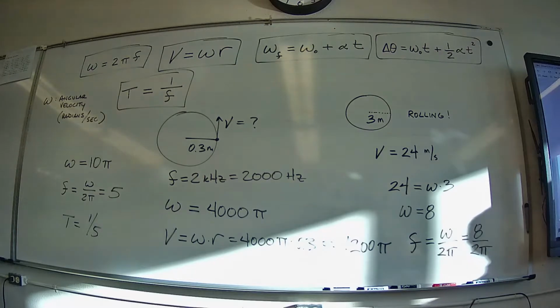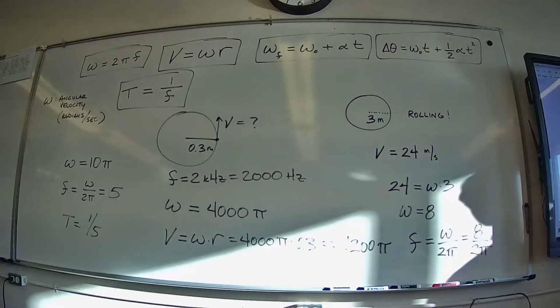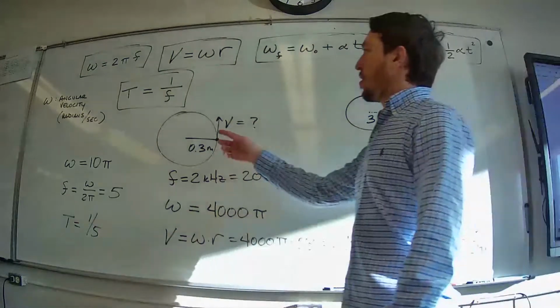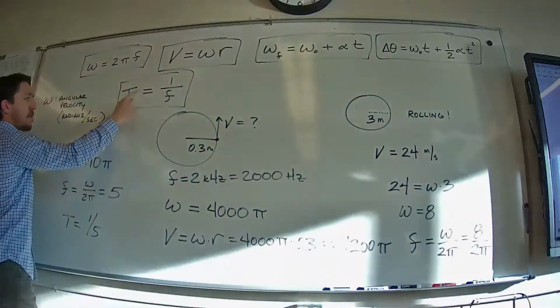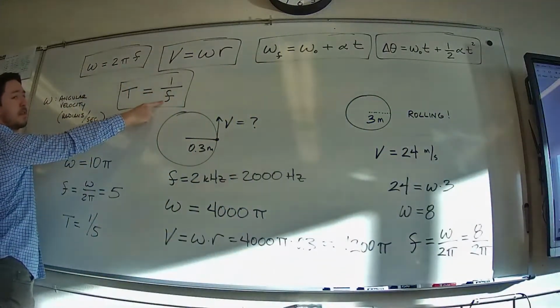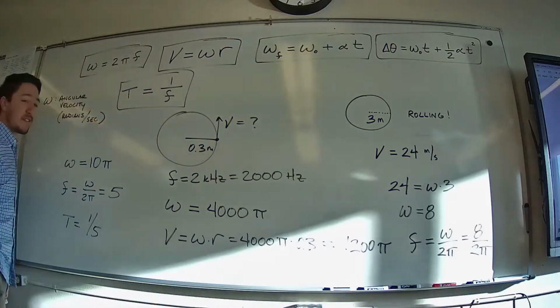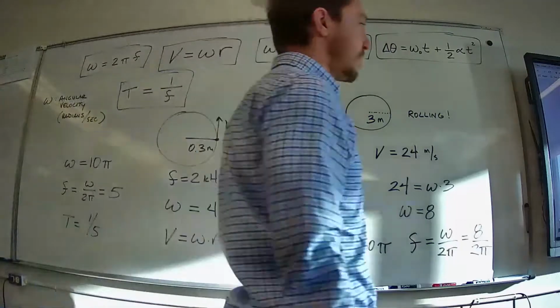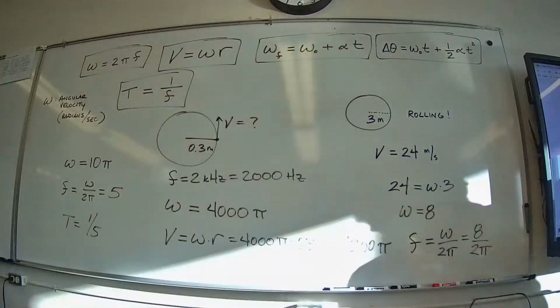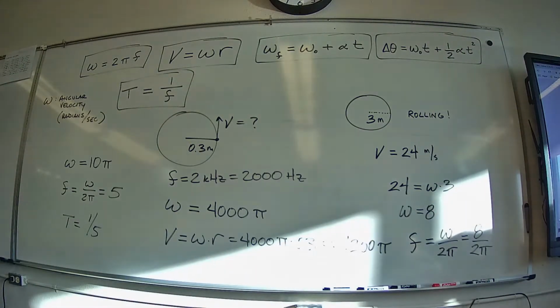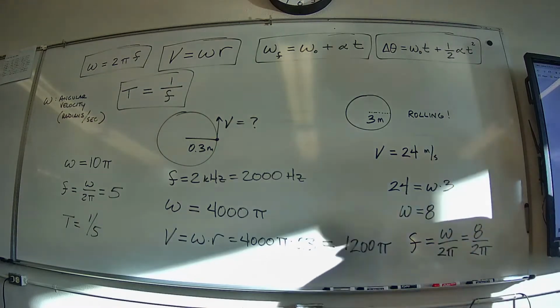For number 8, to trim this down to the most essential stuff, the period is 3. Okay, so if the period is 3, doing this mentally, what's the frequency? 1/3. And if the frequency is 1/3, what's the omega? 2 pi over 3. We're done. That was a speedy Gonzalez, right?